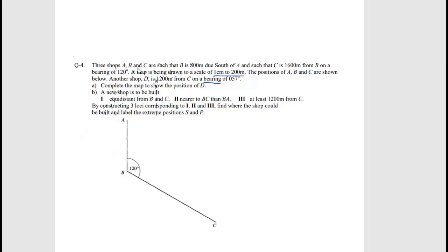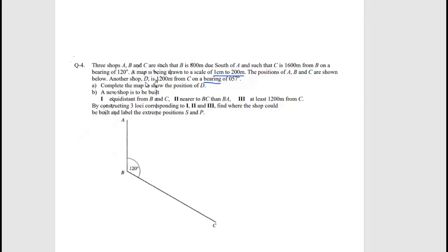Three shops A, B and C are such that B is 800 meter due south of A, and C is 1600 meter from B on a bearing of 120 degree. A map is being drawn on a scale of 1 centimeter to 200 meter. The positions of A, B and C are shown below. So these are three shops A, B and C, and B is towards south of A, and C is at the bearing of 120 degree from B.